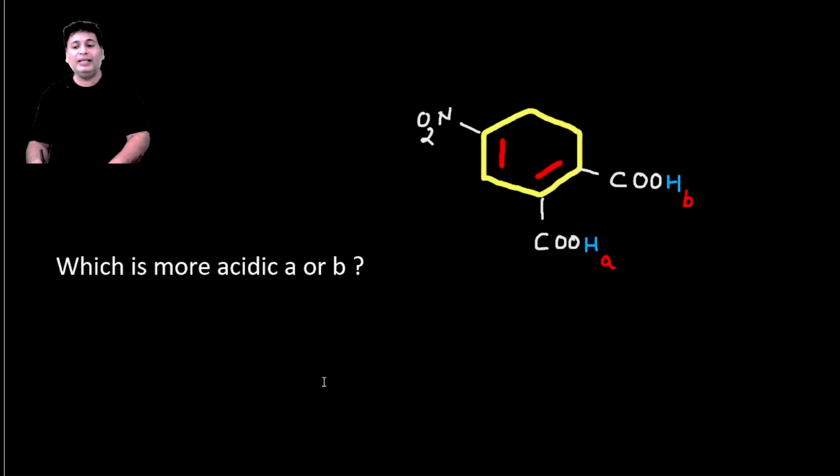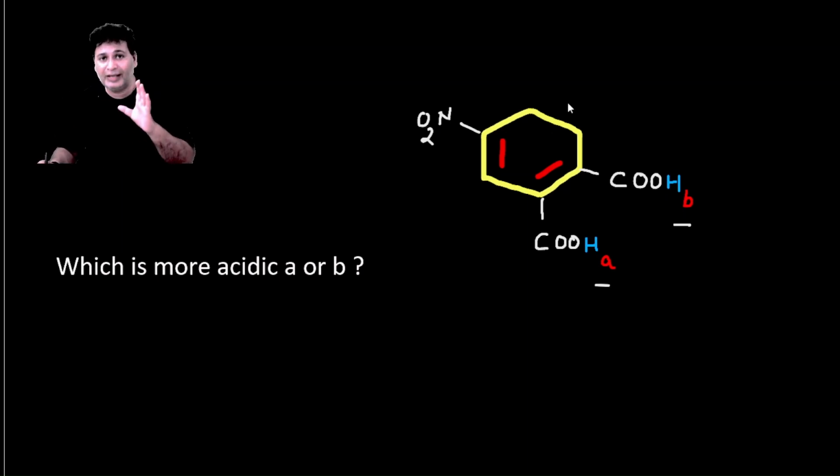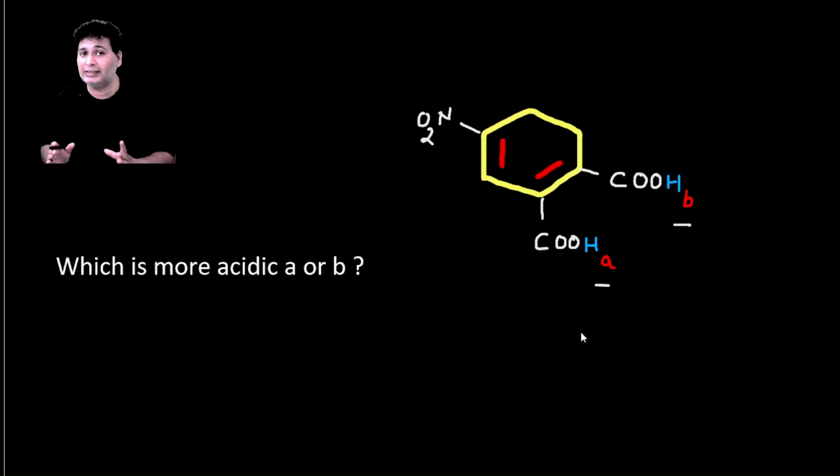Now you can see a compound in front of you on your screen, and as you have now seen, you have two hydrogens under scanner, hydrogen A and hydrogen B. And mind you, it's not a benzene ring, so you have to be careful while watching the compound. You have to tell which hydrogen is more acidic, whether it is A or B.